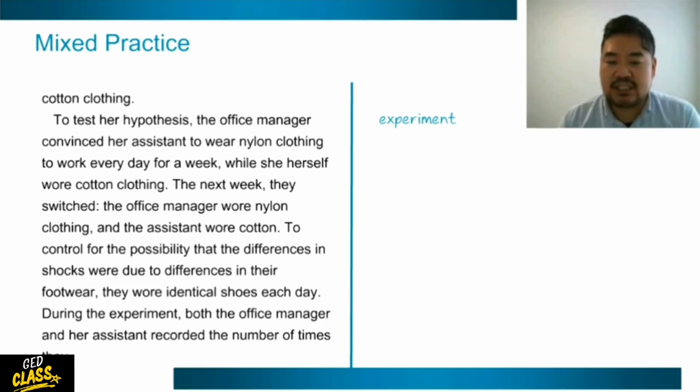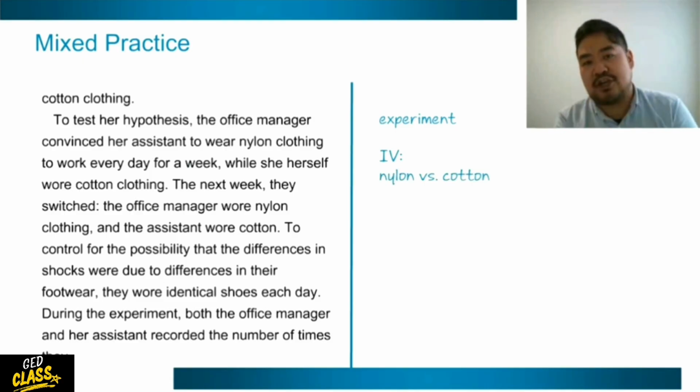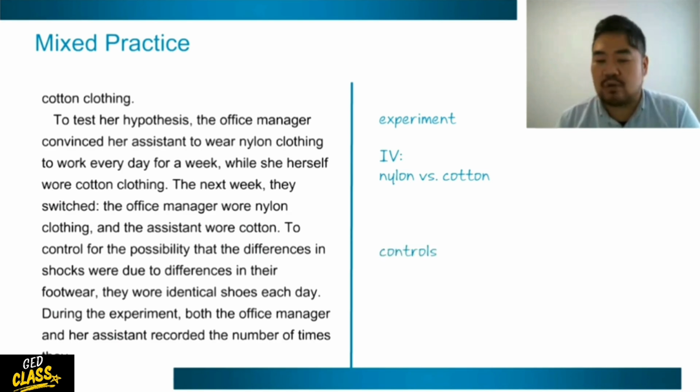Then after that, to control for the possibility that the differences in shocks were due to differences in their footwear, they wore identical shoes every day. Notice how the identical shoes, that's going to be our control factor, right? That's the thing that's not going to change. So if we break this down, the independent variable is going to be the different material, nylon versus cotton. The control is going to be keeping the same type of shoes. They wore identical shoes each day.